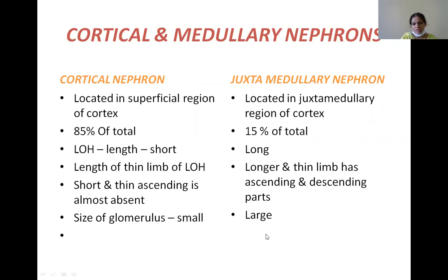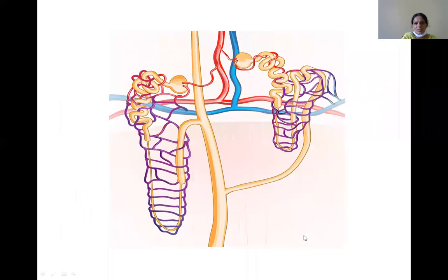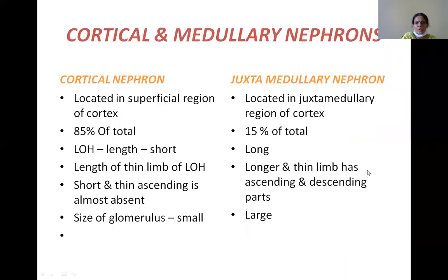Here the size of the glomerulus is large. Okay, so this is a cortical nephron showing here. This is a juxtamedullary nephron. This loop of Henle has got the thin ascending limb as well as a thick ascending limb. So this is a juxtamedullary, this is a cortical nephron.